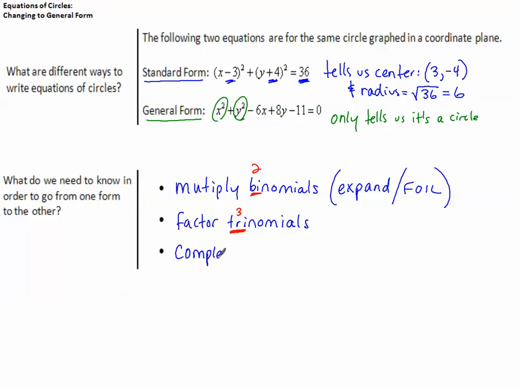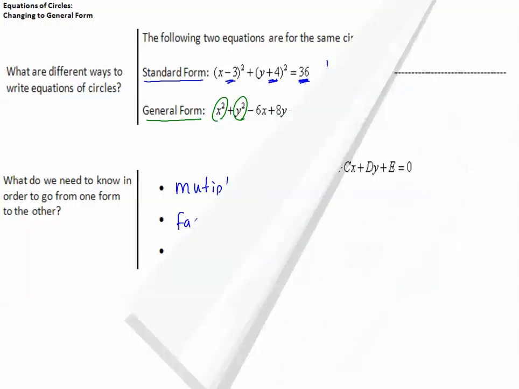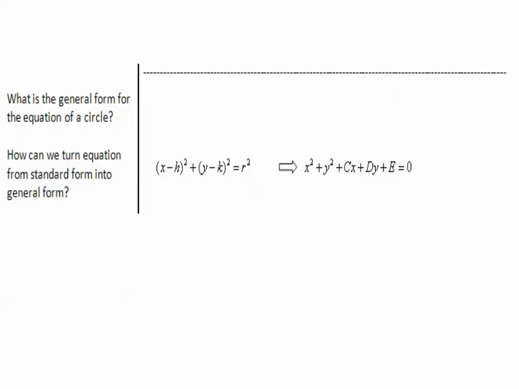Complete the square is the third thing we want to be able to do. Complete the square so that it's easier to factor. So we're going to get more familiar with these things that we learned in Algebra 1, and that we'll need again in Algebra 2. So what is the general form for the equation of a circle?